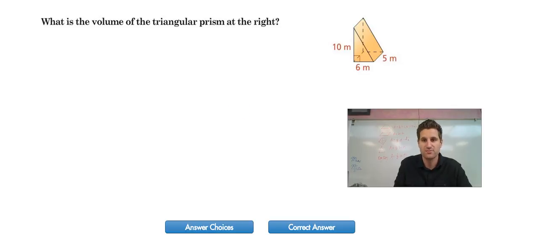So triangular prisms are slightly different. We have to use the triangle as our base figure. So our base figure here is going to be this triangle. And to find the volume, we still use big B times H. This time the big B is going to be a triangle, so we're going to do 1/2.